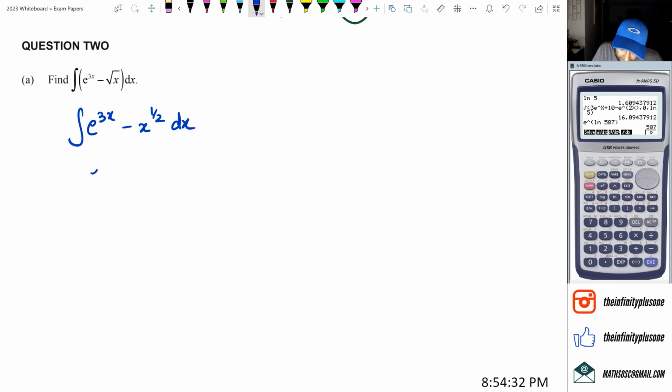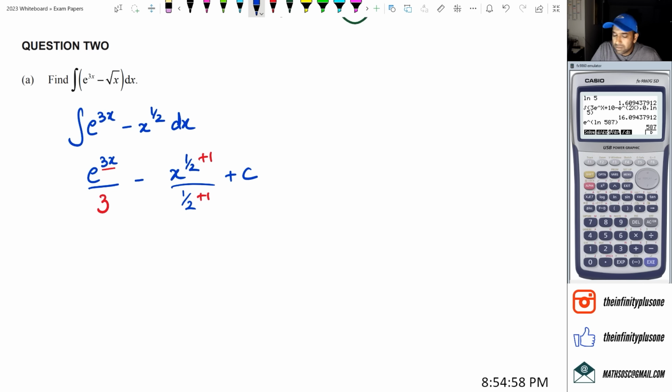All right, e to the power of 3x. When we integrate it, we're going to get exactly e to the power of 3x, and we're going to divide by the differentiation of the power, which in this case is 3, minus x to the power of a half plus 1, divided by the new power, which is also half plus 1, and of course don't forget your plus c.